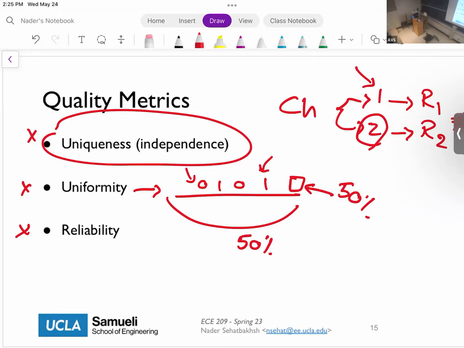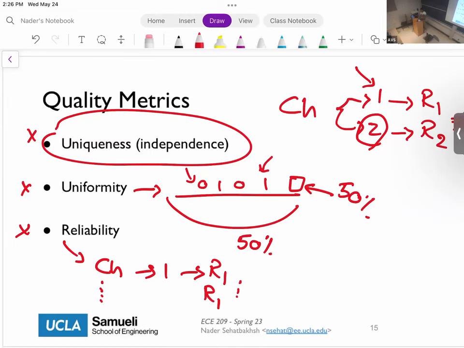And finally, reliability. Reliability means that if I send the same challenge to device one, I should get response one. If I repeat this process many times, every time I send the exact same challenge, I should get the exact same response. So within the same device, for the same challenge, if I repeat this many times, I should get exactly the same response. Otherwise, there's no way I can use this for something useful. Because if the response for the same challenge changes, then there is no way to say that this is device one or device two or device three, okay? So it has to be reliable as well.